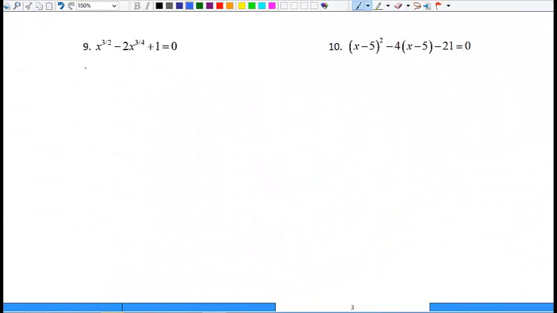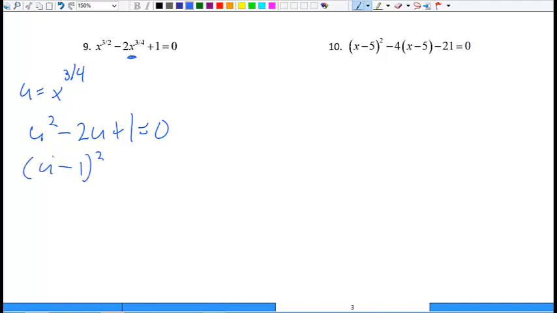Okay, so number 9, again, we're going to let the middle term equal our u, so we're going to let u equal x to the 3/4. So what is x to the 3/2 in terms of x to the 3/4? Well, that's just x to the 3/4 to the second power, just u squared. So we get u squared minus 2u plus 1 equals 0. And if I factor that, that's actually one of our perfect squared trinomials. So that fits into u minus 1 squared equals 0, which means u equals 1.